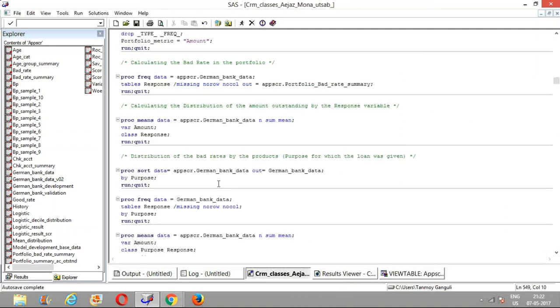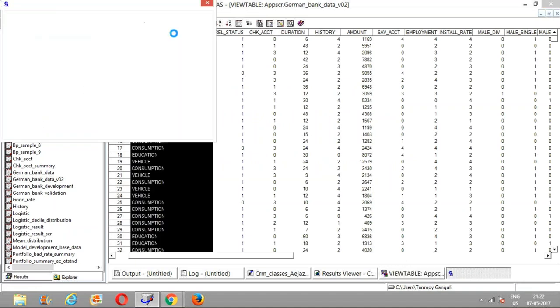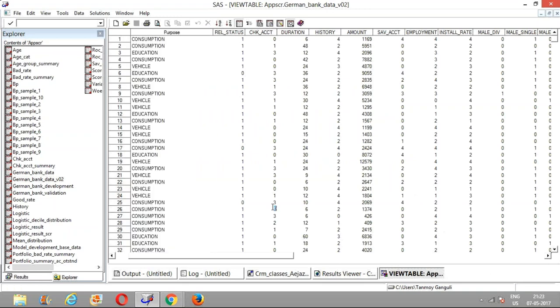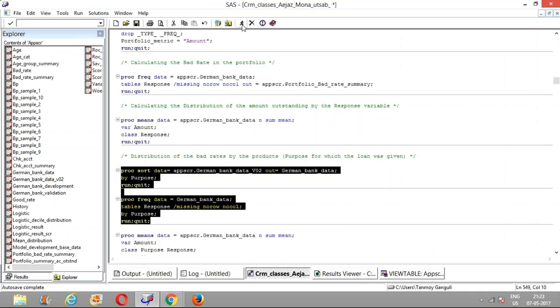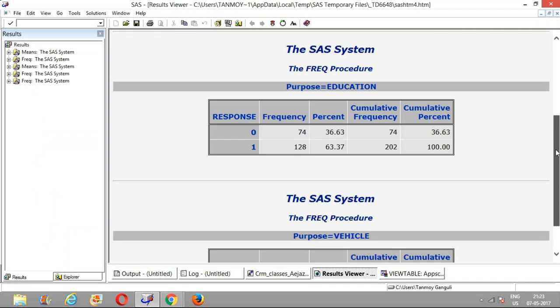So I'll just change the name of the data over here into version 2, and I'll go. Which purpose? Just purpose, right? Yeah. So now if I have a look into this, I'll just have three particular variables.